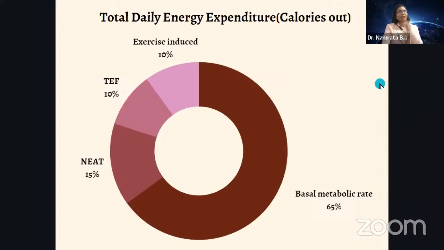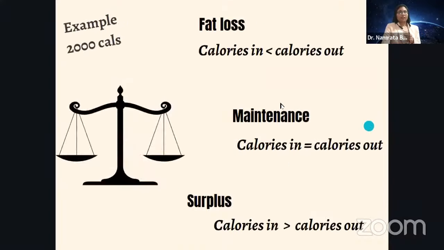And then comes your exercise-induced expenditure, like when we exercise. But exercise also has other benefits of conditioning, giving you strength, increasing stamina, improving cardiorespiratory fitness, and a whole lot of range of benefits. So now, according to goals, we have to go. If whatever you eat and whatever you expend is equal, you will maintain your current weight.